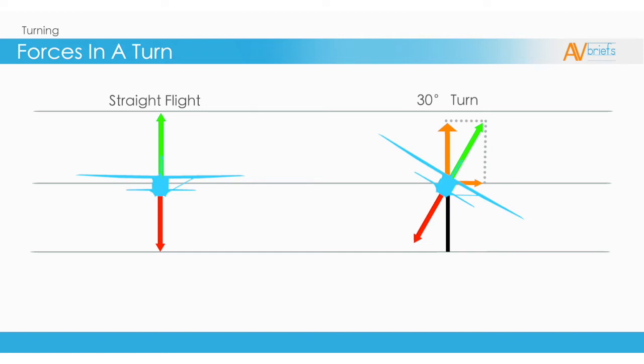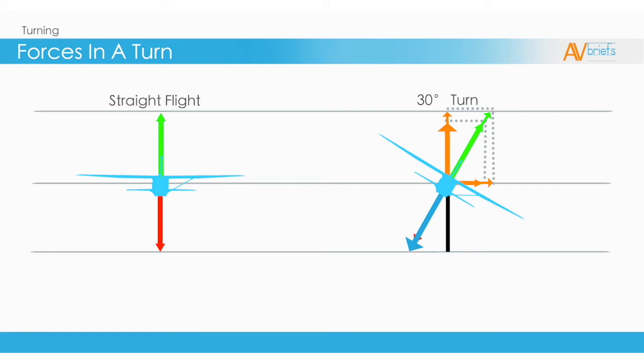Once you get to 45-degree turns, a power increase is needed. But that's for another lesson. By increasing the bank angle, the angle of attack is required to be increased to maintain level flight. This greater total force creates a greater turning force, and a tighter and faster turn is created.